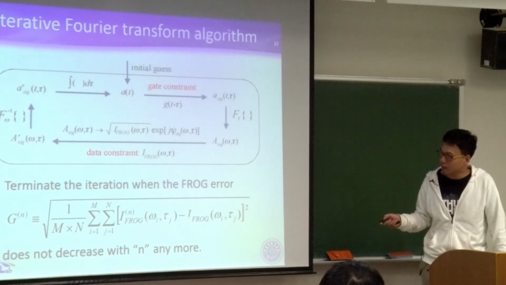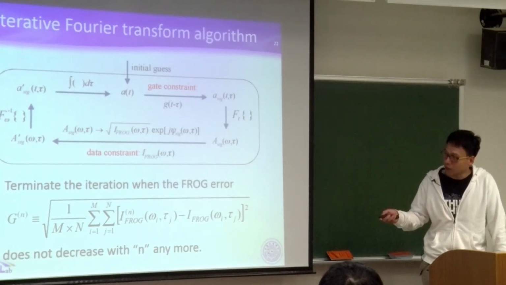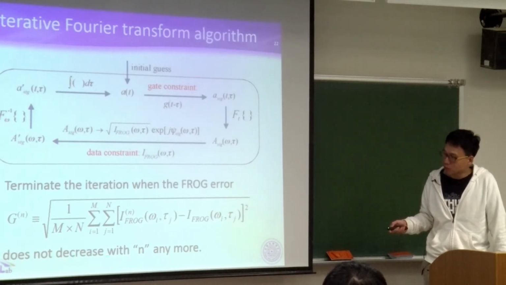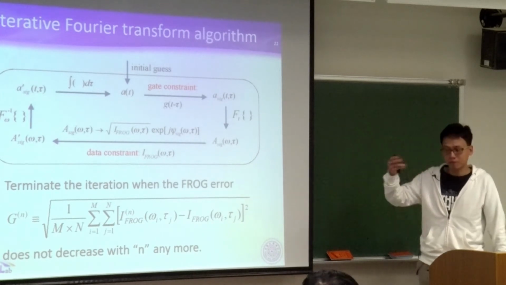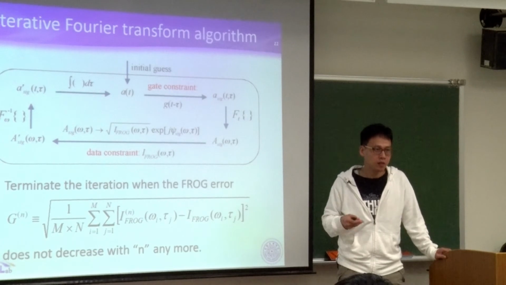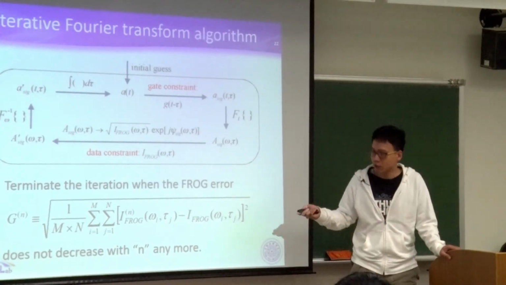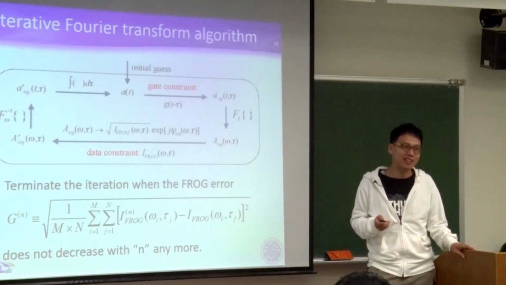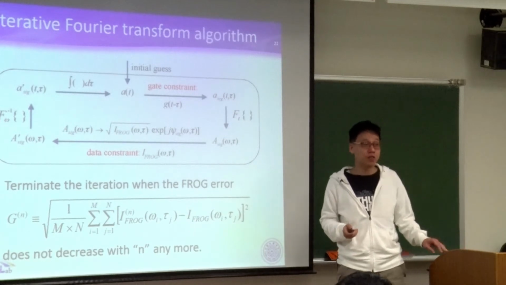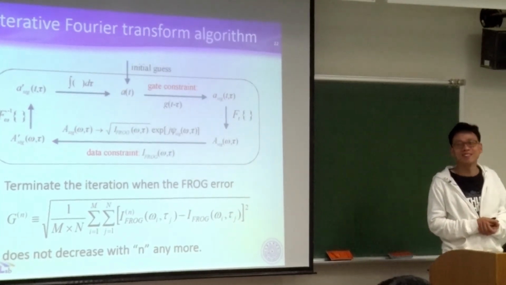The more similar these two are, the smaller the number this calculation gives. So you monitor whether this number keeps getting smaller. If it does not decrease anymore, even going through more and more loops, the G number does not decrease anymore, you can stop the loop. Okay, so that's the entire algorithm, the iterative Fourier transform algorithm. Any question?